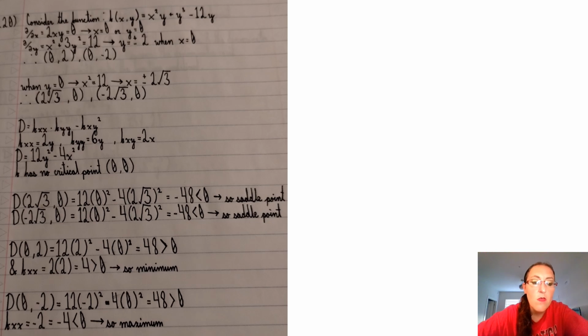D(0, 2) equals 12 times 2 squared minus 4 times 0 squared equals 48, which is greater than 0. And f_xx equals 2 times 2 equals 4, which is greater than 0, so we have a minimum. D(0, -2) equals 12 times (-2) squared minus 4 times 0 squared equals 48, greater than 0. f_xx equals 2 times negative 2 equals negative 4, so less than 0, so maximum.